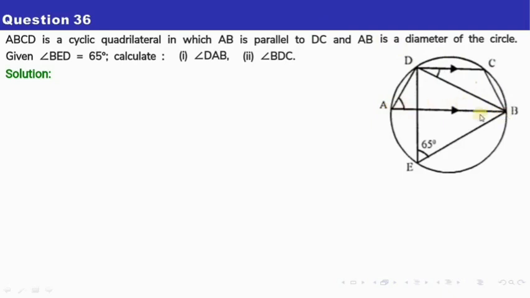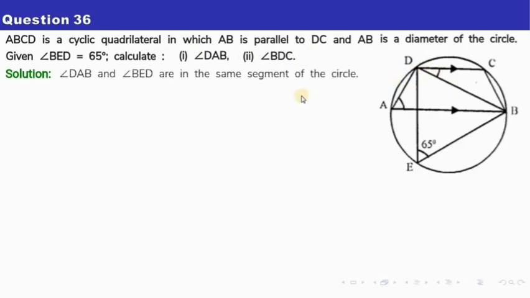It is given that angle BED is equal to 65 degrees, and we need to calculate DAB, which is this angle, and another one, BDC. So we need to calculate BDC, which is given out here. Let's begin with the sum.